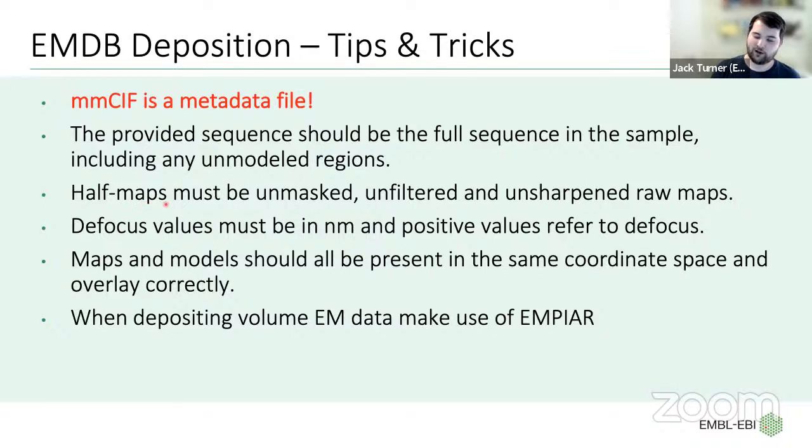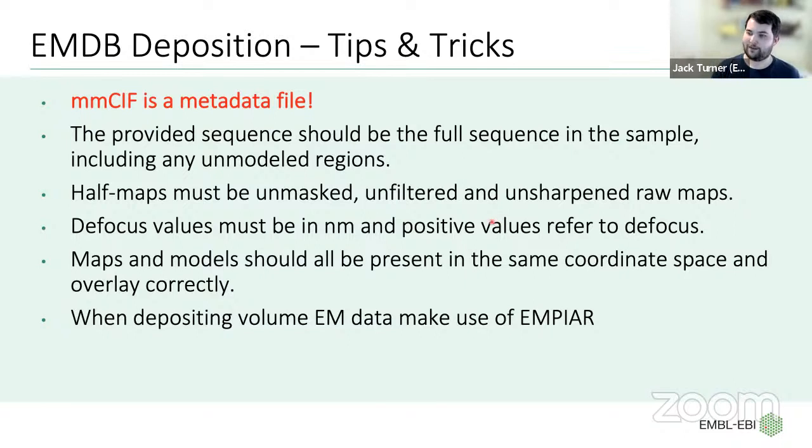Half maps are now mandatory for the appropriate techniques. So that's subtomogram averaging, helical reconstruction, single particle. These must be unmasked, unfiltered, and unsharpened raw maps. What this basically means is they must be the maps that come straight out of your refinement process.